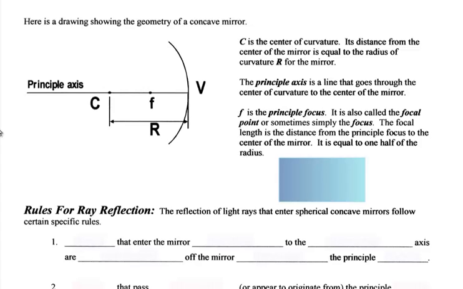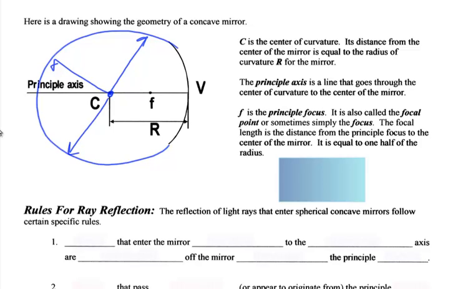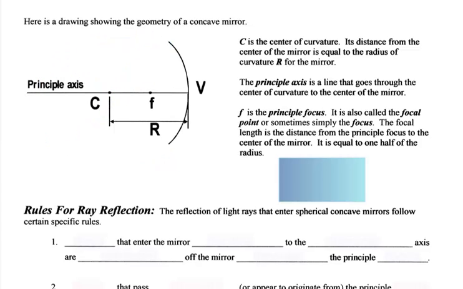pictures. We have C on our picture, the center of curvature, basically meaning if this was a circle, this would be the center of our circle. It's the center of the curvature. Okay, the principal axis. The principal axis is a line that goes through the center of the curvature to the center of the mirror. And these will almost always be drawn for you. It's talking about this line here.